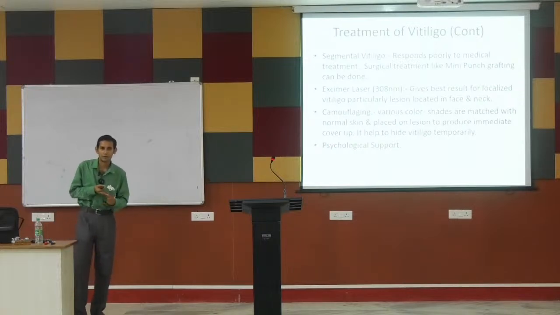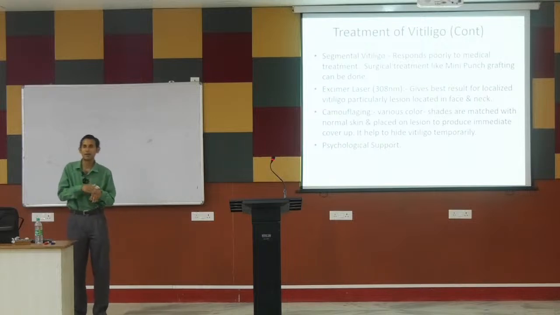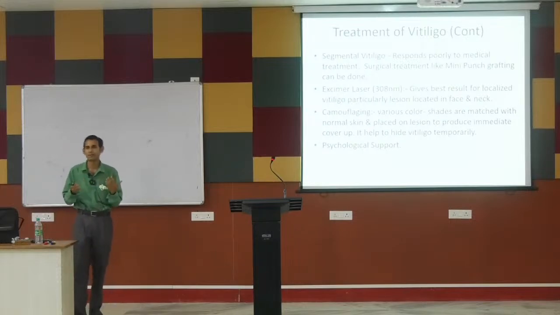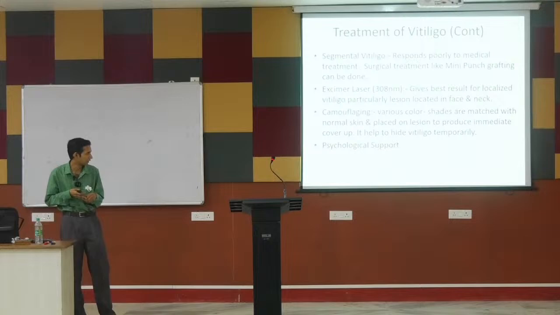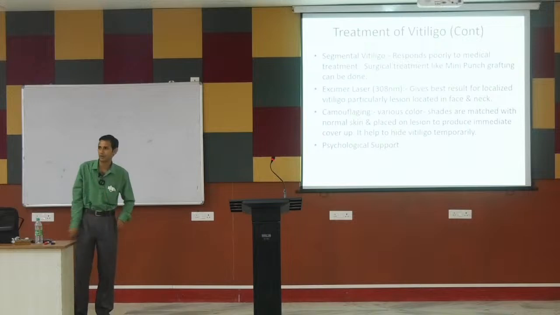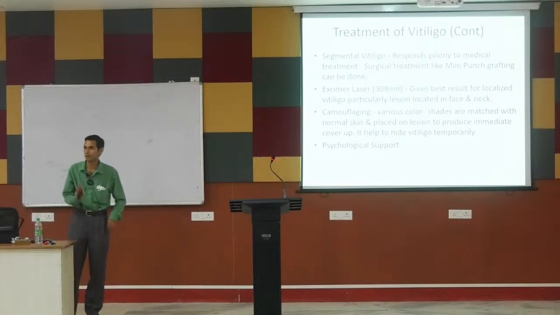Now the camouflaging. What is camouflaging? Various color shades are used, particularly in resistant types of vitiligo, if it is present in visible areas of the body. Several color shades, like potassium permanganate or indigo carmine, are painted on the vitiliginous skin to temporarily hide the depigmented skin. Camouflaging can be done for localized areas of vitiligo, particularly exposed, cosmetically sensitive areas. Shades are matched with the normal skin and placed on the lesion to produce an immediate cover up. It helps to hide the vitiligo temporarily.